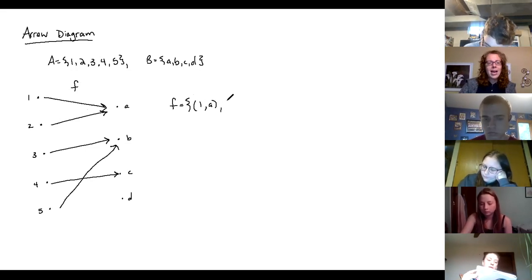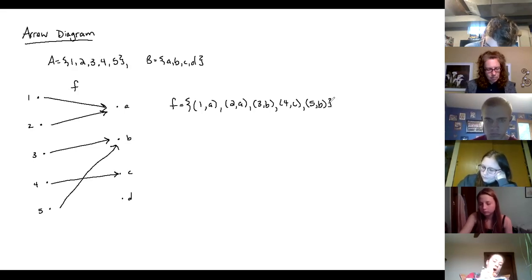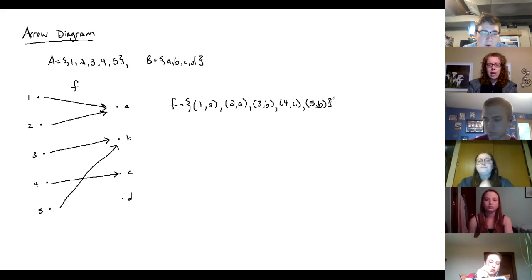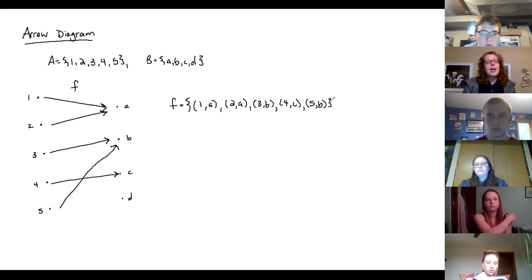So 1 comma A, 2 comma A, 3 comma B, 4 comma C, 5 comma B. One A, 2A, 3B, 4C, 5B. Clear? Arrow diagrams are not super interesting, but I want to draw them for you so you know what's going on. Everybody got an arrow diagram? Everybody happy? Okay. All right.